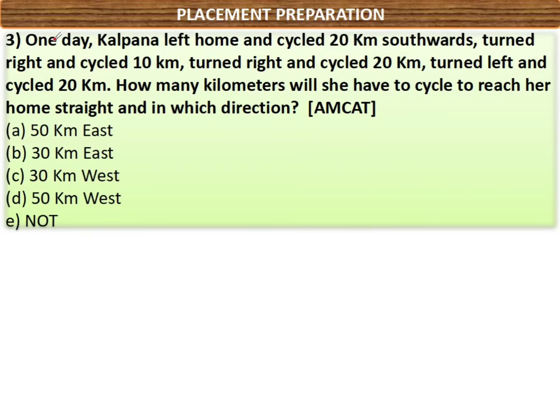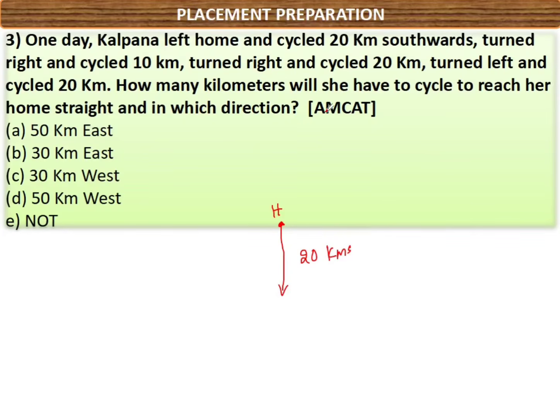Question number 3. One day Kalpana left home and cycled 20 kilometers southwards. Let me assume this is the point where Kalpana is starting. This is her home. She went towards the south side, southwards means downside. How much? Let me assume this is 20 kilometers, not meters.